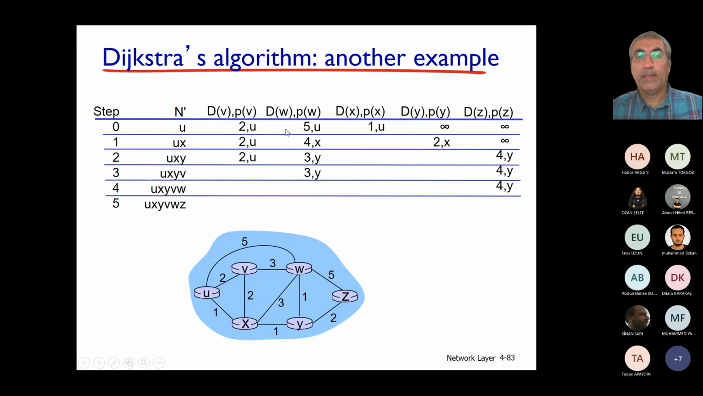In the first step, of course, we select the minimum one. Which one is the minimum value? Of course, this is 1, which belongs to d of x. So that's why we put the x node into the N prime set. In other words, we add it to the shortest path.